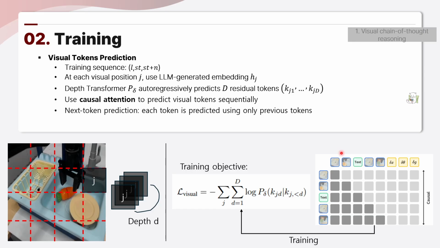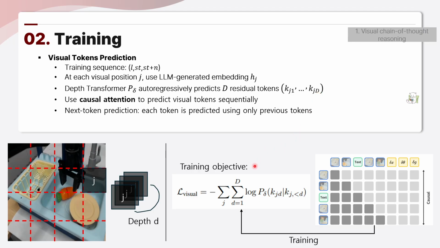Now let's go back to the paper and take a look at the visual token prediction. For subgoal image generation, each training sequence is constructed in the form like this. At each visual position j, we take the embedding h_j generated by the LLM as input. Then the depth transformer autoregressively predicts the residual tokens from k_j1 up to k_jd.